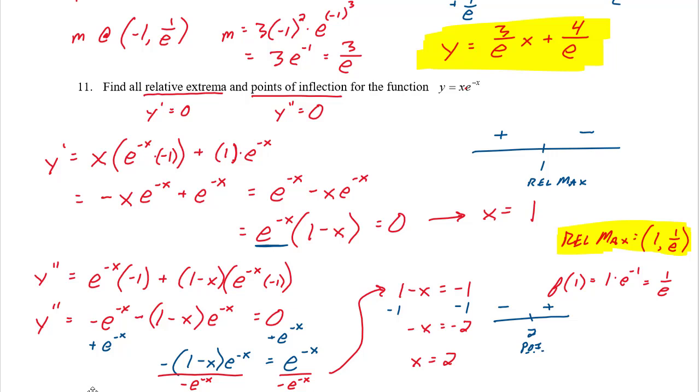And since that's a point of inflection, I went from concave down to concave up. I can go ahead and say that there is a point of inflection with an x-coordinate of 2, and let's figure out what f of 2 is. Plugging back into the original, that would be 2 times e to the negative 2, which I could drop to the denominator and make e squared with a positive power. So 2 over e squared would be my y-coordinate for that same point.